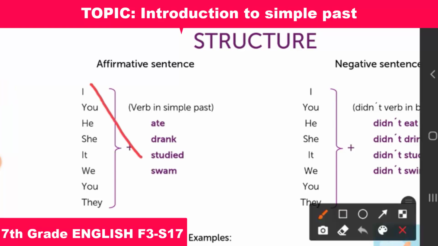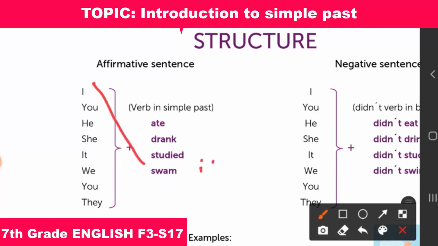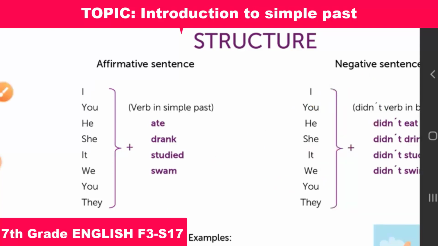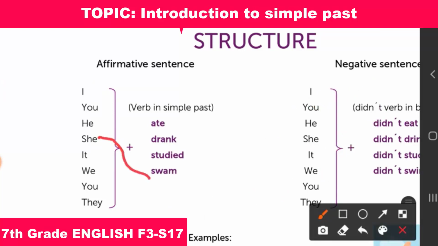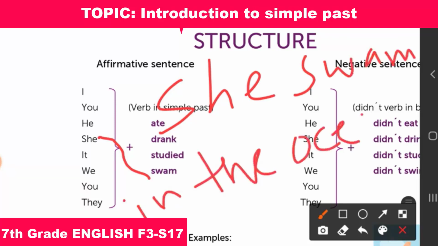The same goes with swam. Swam means nado, okay? So I swam, you swam, he swam, she swam, it swam, we swam, you swam, they swam. For example, I can say, I swam in the pool, yes? Or, for example, I swam in Termos del Río pool, okay? Yo fui a nadar en las piscinas de Termos. Also, you can say, for example, she swam in the ocean, yes?